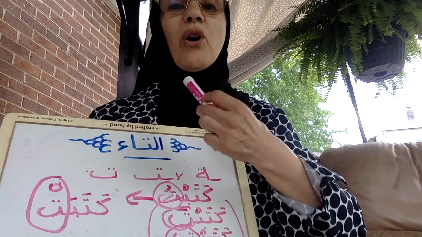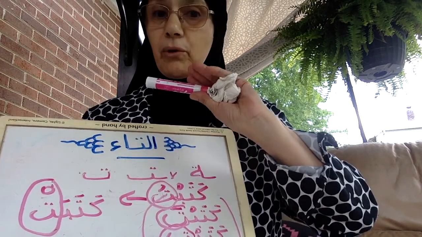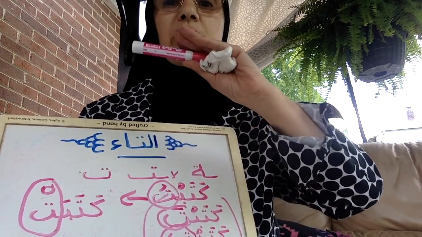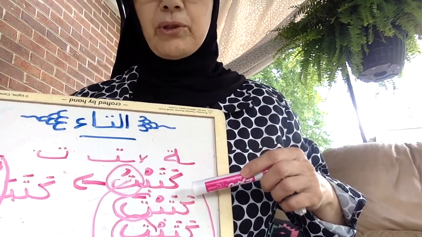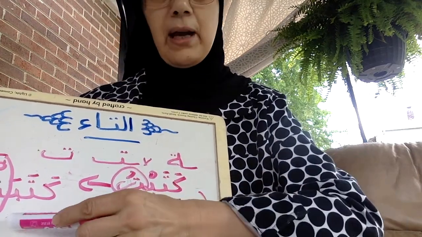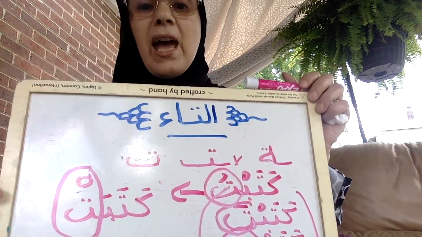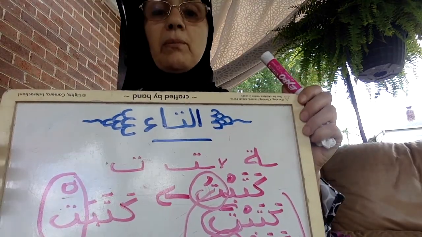This is what your voice does when you have a sukun: your sound just stops right there. So this is تاء متحركة, and this is تاء ساكنة. ساكنة means has a sukun. متحركة means has حركة. Remember, ساكنة has sukun, متحركة has حركة. الحركة is three kinds: الفتحة, الضمّة, and, I'm sorry, الكسرة.